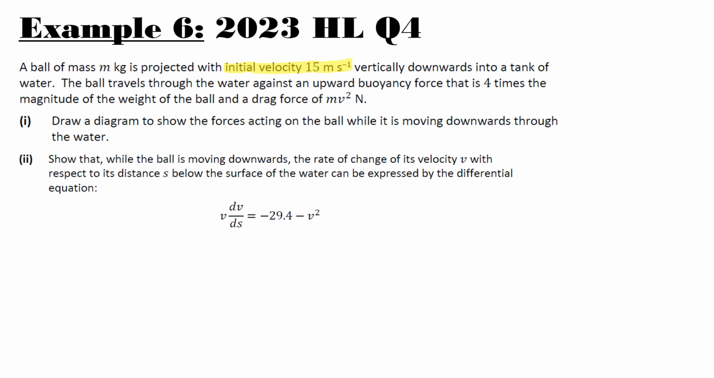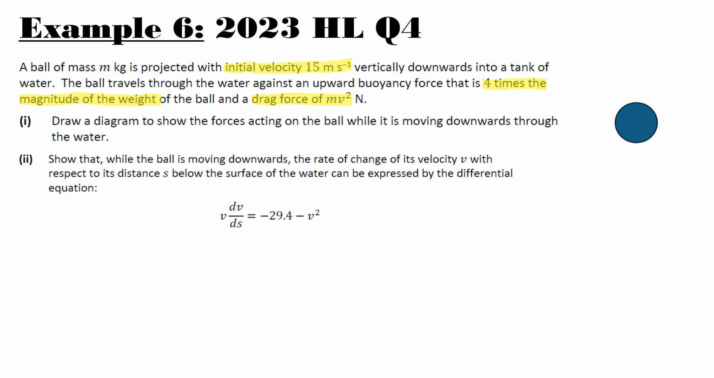The ball travels through the water against an upward buoyant force that is 4 times the magnitude of the weight of the ball and a drag force of mv squared newtons. Draw a diagram to show the forces acting on the ball while it is moving downwards through the water.